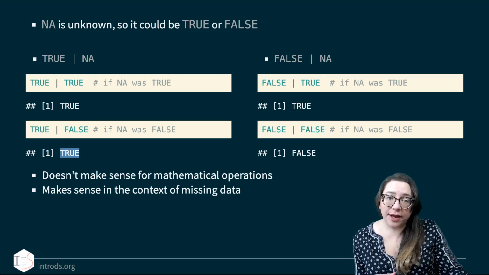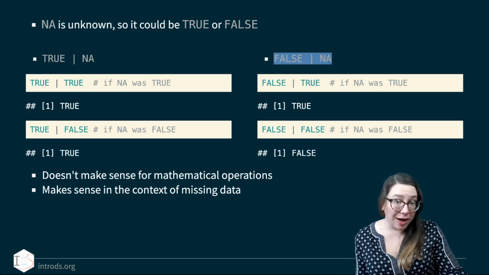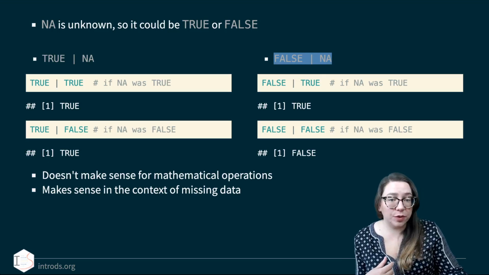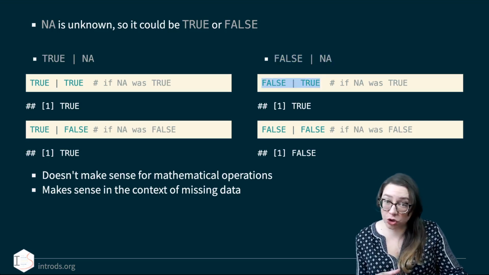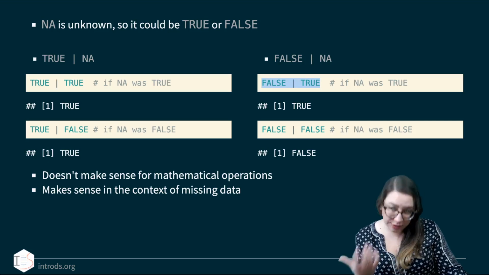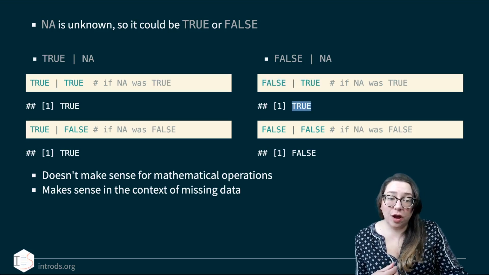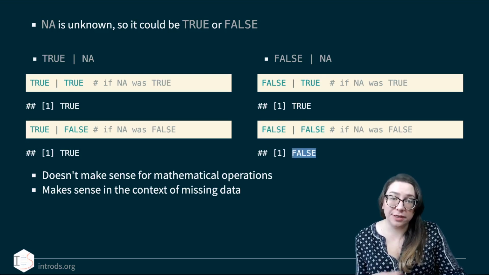However, on the other side, if we're looking at FALSE or NA, the result will actually vary depending on what value NA takes. If NA was TRUE, then the statement we're looking at is FALSE or TRUE, and since we already have the TRUE in there once, that gives us a TRUE. If NA took on the value FALSE, though, then we would be looking at FALSE or FALSE, in which case we would have FALSE as the result.